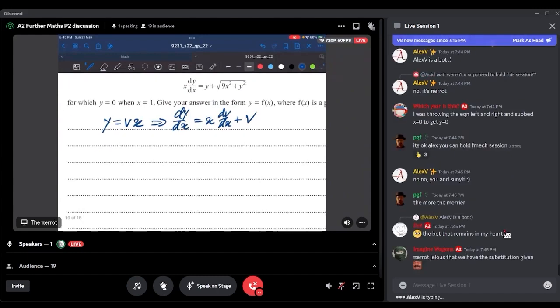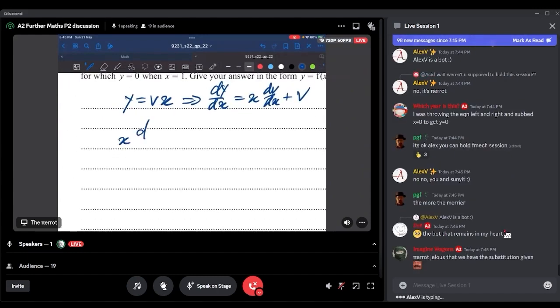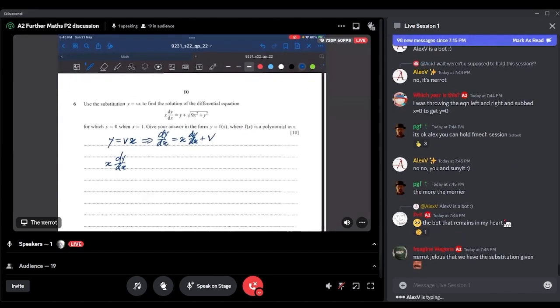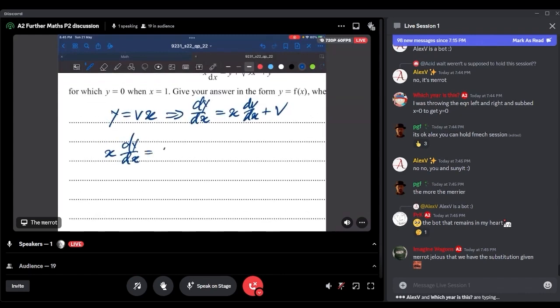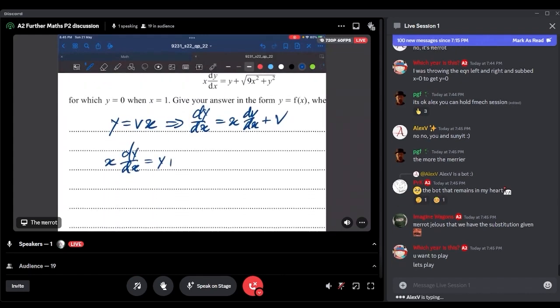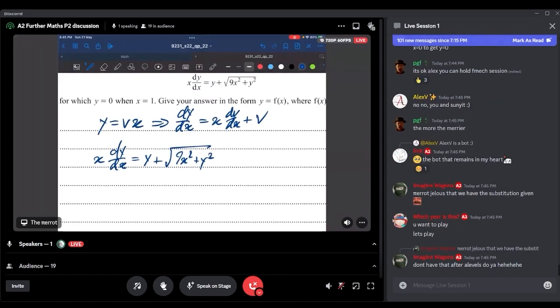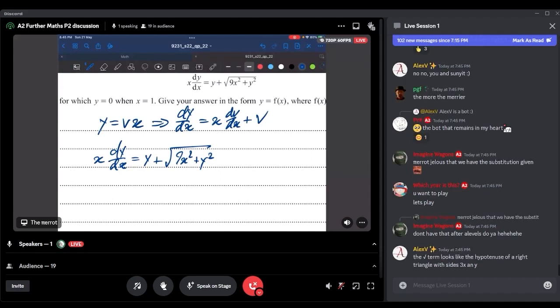Right, so now that we know the derivative, let's play with the differential equation itself. So x dy/dx to y. Right, so for this substitution, we want to change every single y as possible in terms of v. Yeah, I'm very jealous. You're so nice.